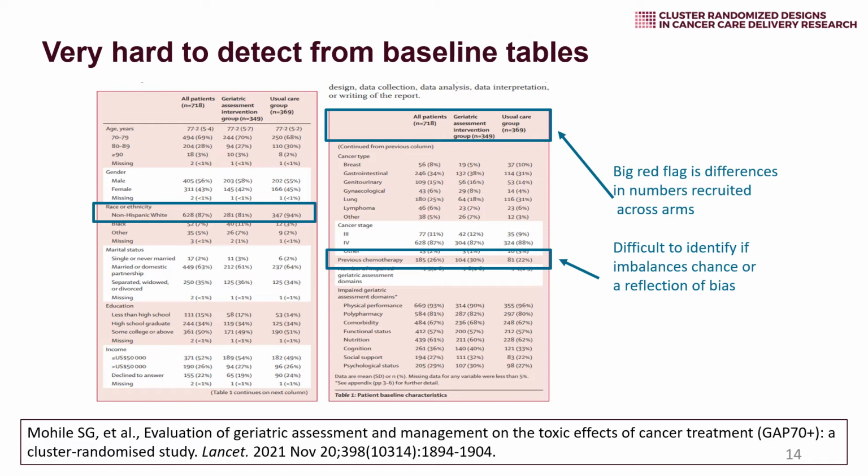So for example, the proportion of patients who have had previous chemotherapy is 30% in the one arm, 22% in the other. And there are other differences, for example, race and ethnicity. So the percentage non-Hispanic white is 81% in the one arm versus 94% in the other arm. But nonetheless, even if we see these differences in one particular trial, we can never be certain whether these are truly due to identification and recruitment biases or a form of chance imbalance.